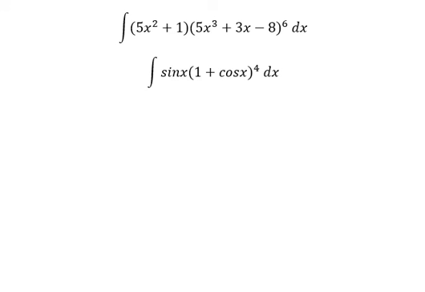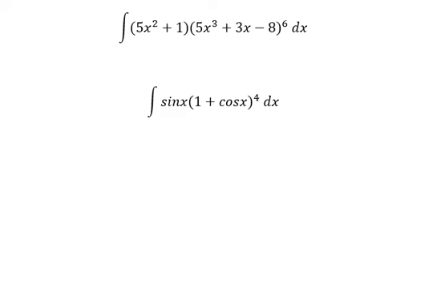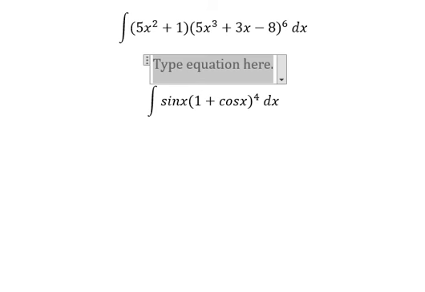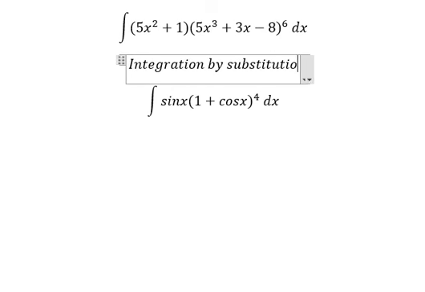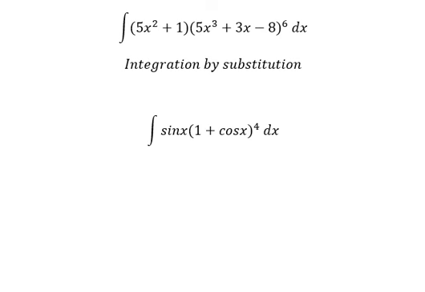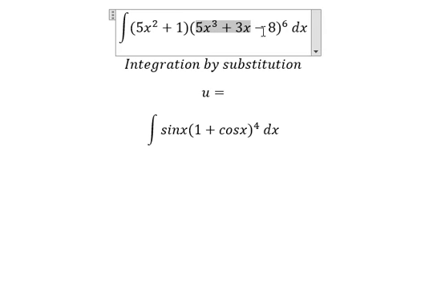Hello everybody. So today I want to show you how to answer this one. We can use integration by substitution. So I will put u equals to this one.